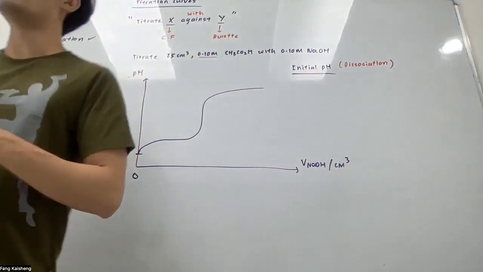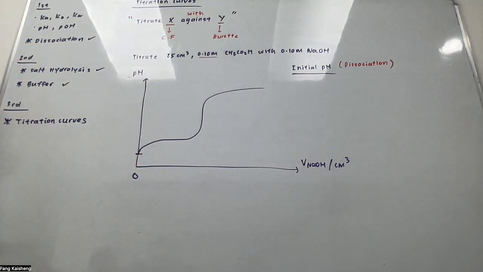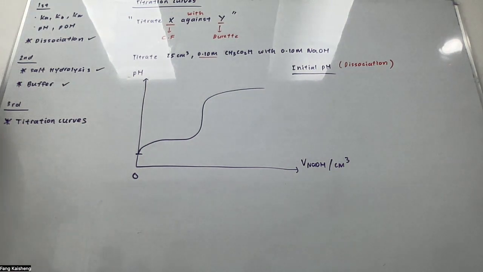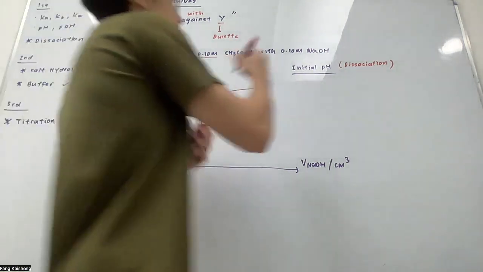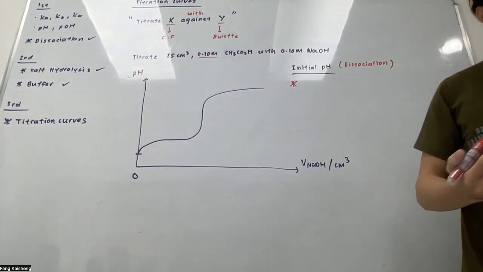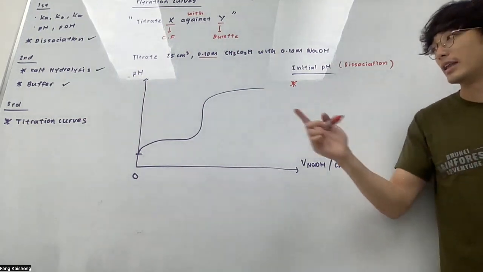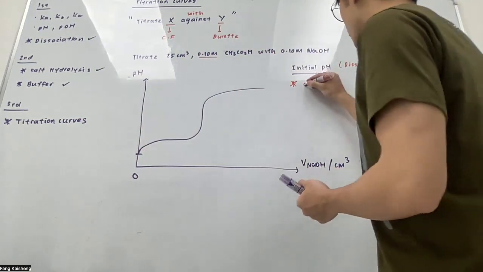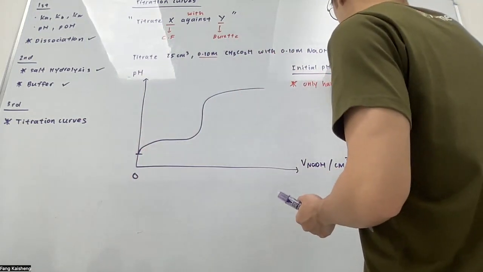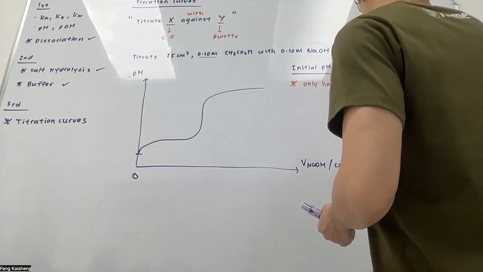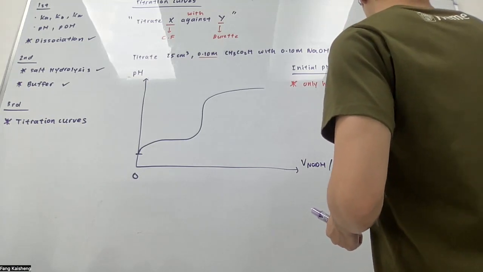Why is that the case? In order to identify the correct question type, you must always ask yourself what species is present right here. Under initial pH, what is the species present? How many species? Not two, at the very start I only have CH3CO2H, which is a weak acid, and a weak acid must undergo dissociation.